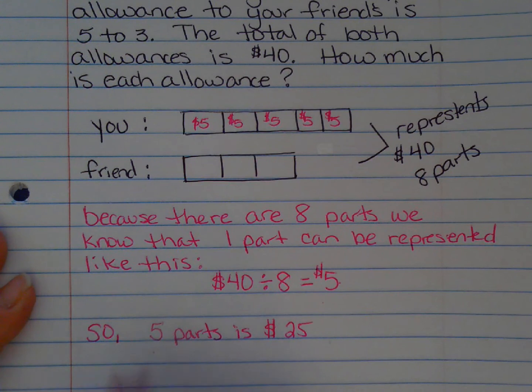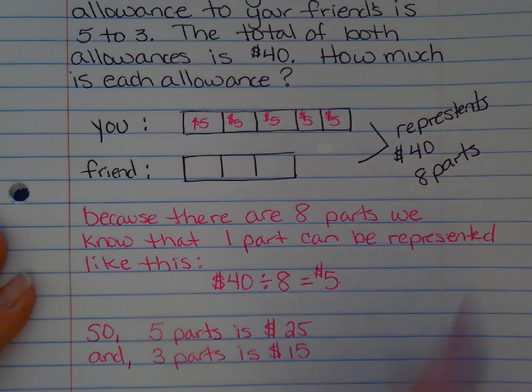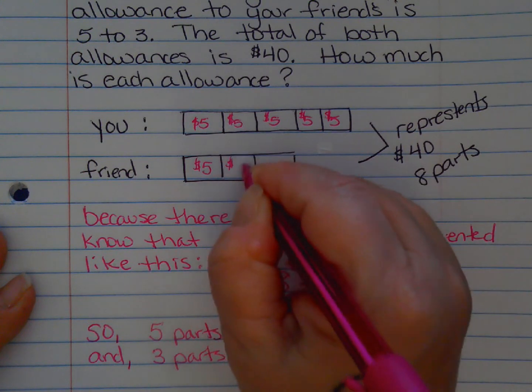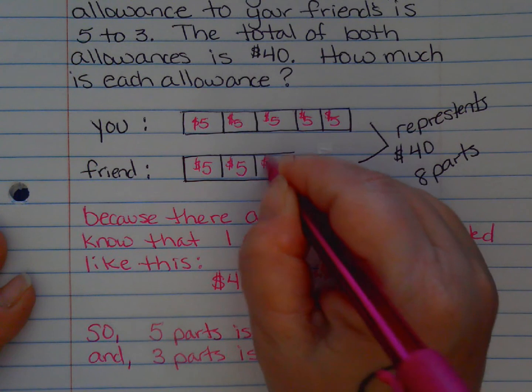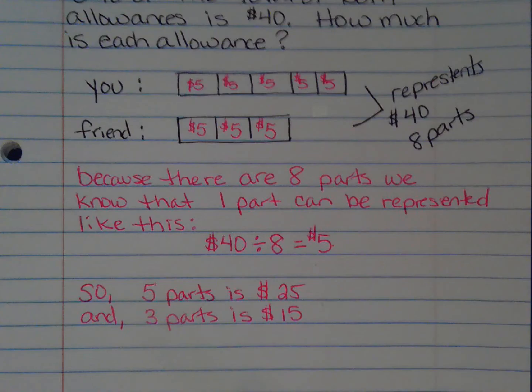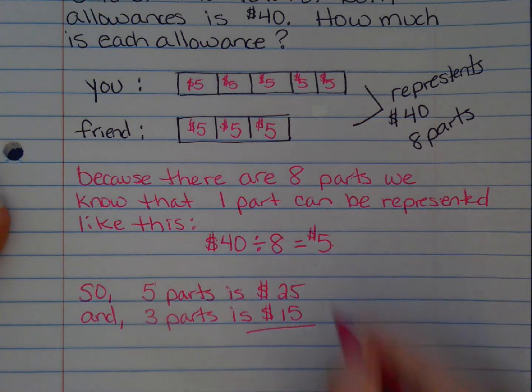And 3 parts is $15, because each one of these is $5, $5, $5. And look, if you want to check your answer, it's easy as pie. Just add them together.